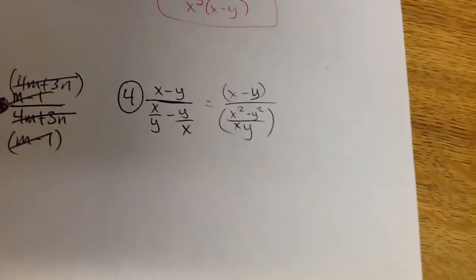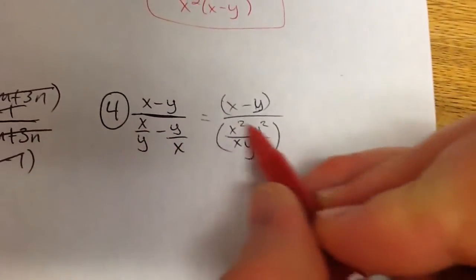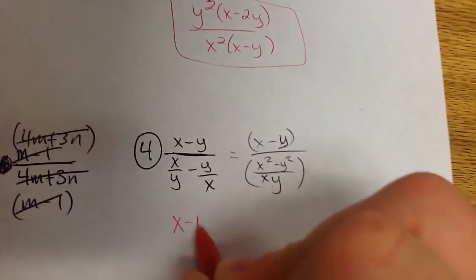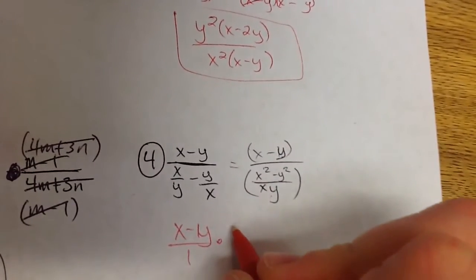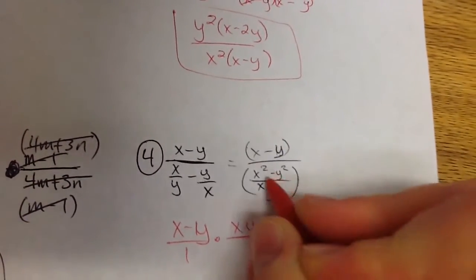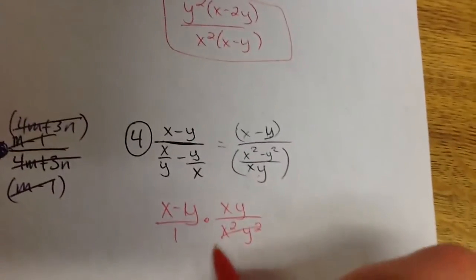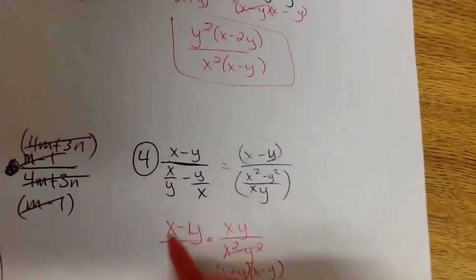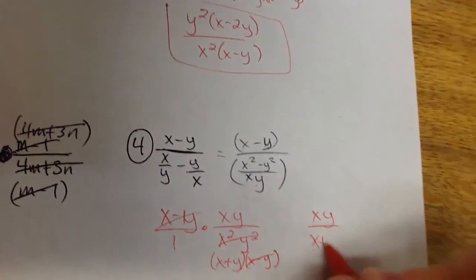So now this one, let's see, I already started it, common denominator on bottom, we got that. So now just flip and multiply, so it would be x minus y times, right, that stays the same, and I'm going to flip that one, xy over x squared minus y squared, but that's just x plus y, x minus y. So x minus y will go away and we'll get xy over x plus y.